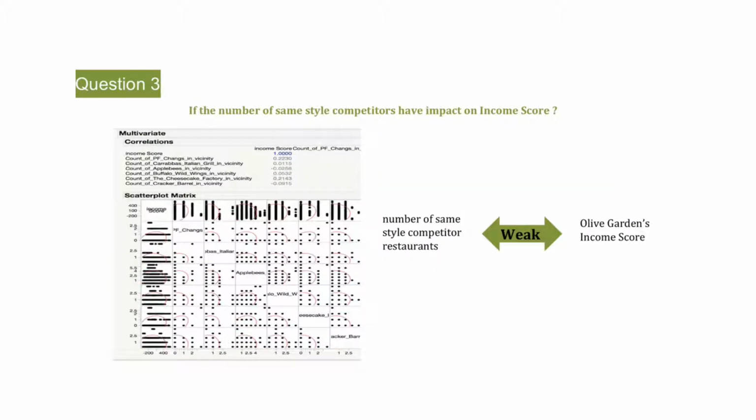Question 3. If the number of same-style competitors has impact on income score, we did multivariable analysis, correlation between the same-style competitors and income score of Olive Garden restaurant. From the correlation table, we can see that there is a weak relationship between the same-style competitors in the vicinity of Olive Garden restaurants, which means they have little impact on the income score of our restaurants.